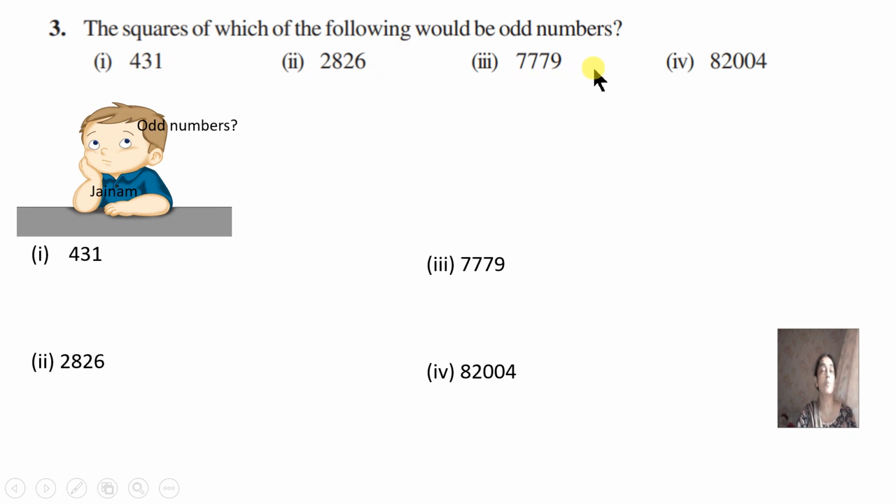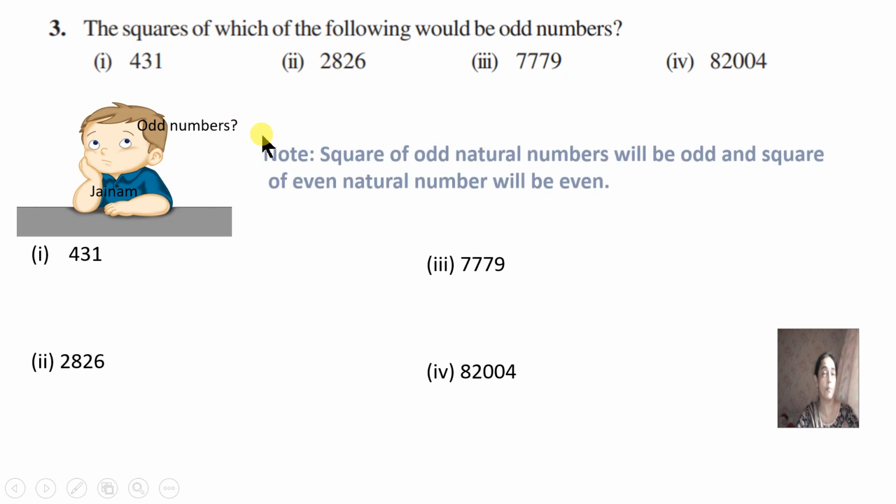7779 into 7779, will it be an odd number? And 8204 into 8204, will it be an odd number? That is what you are asked. Now, instead of multiplying and then finding out, it will take such a lot of time. So, Jainam is thinking of one property. What is that property? Let's see, which you have to remember.